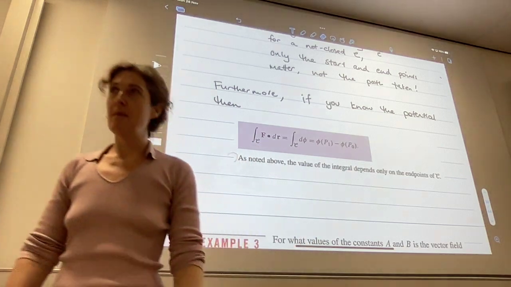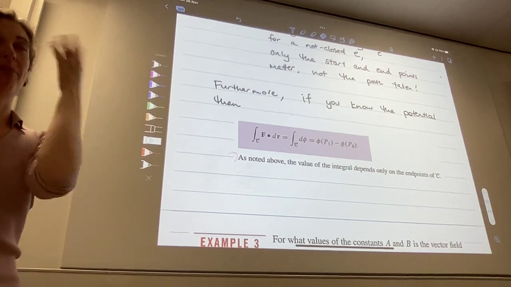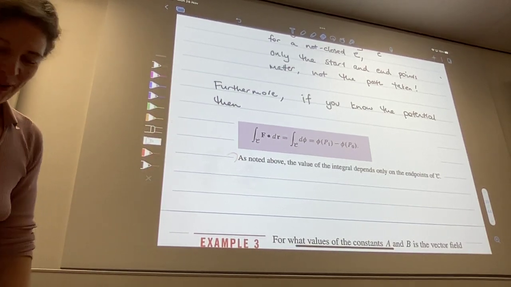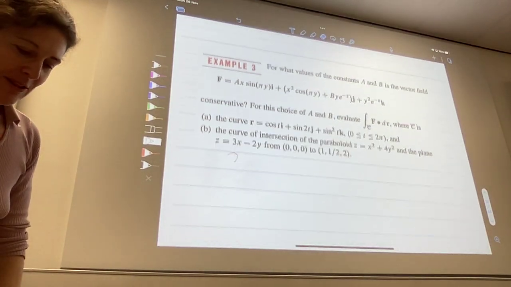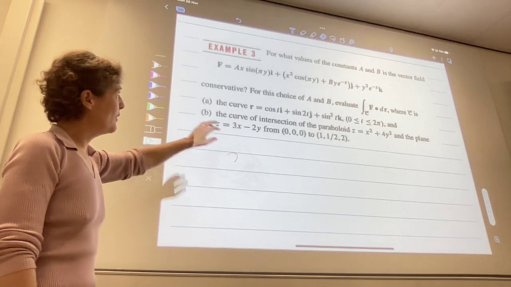Physics does make a lot of sense. A whole bunch of physics should suddenly, boom, be awesome. All right, so what I would like you to do for homework is to look through this example over here.